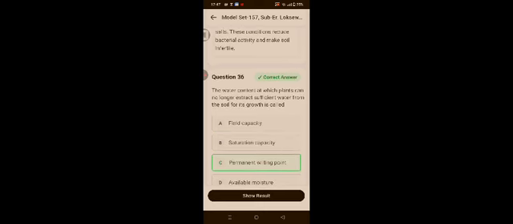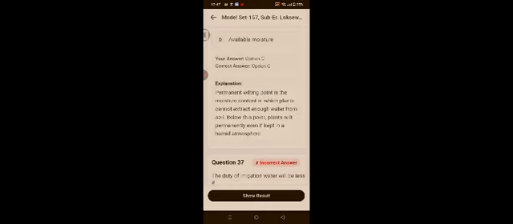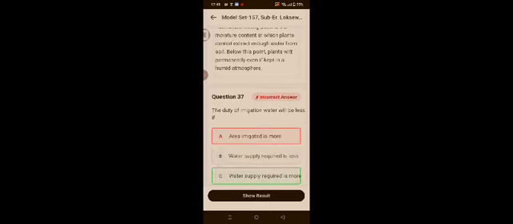The water content at which the plant can no longer extract sufficient water from the soil for its growth is called the permanent wilting point. Permanent wilting point is the moisture content at which the plant cannot extract enough water from the soil. Below that point, the plant wilts permanently even in a humid atmosphere.